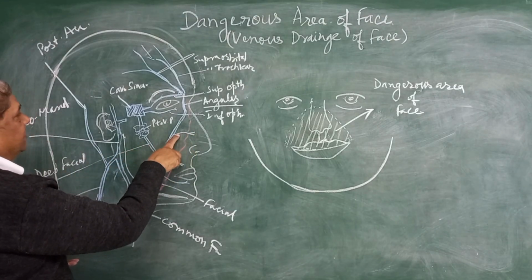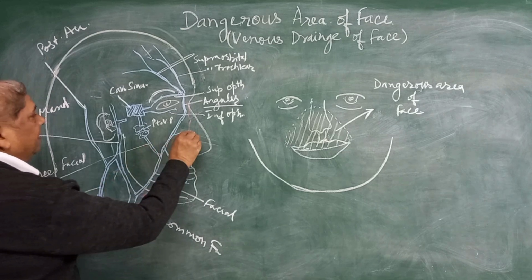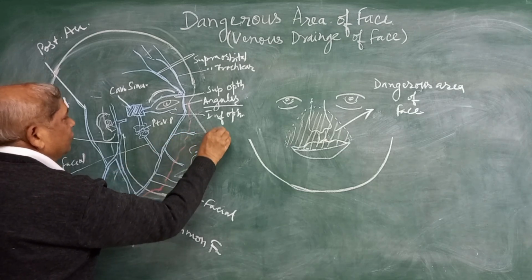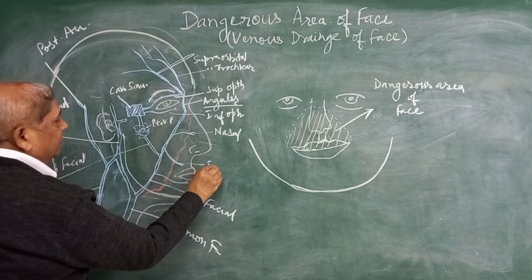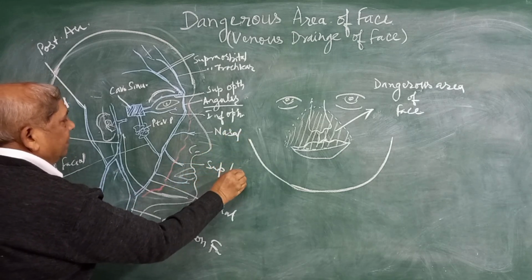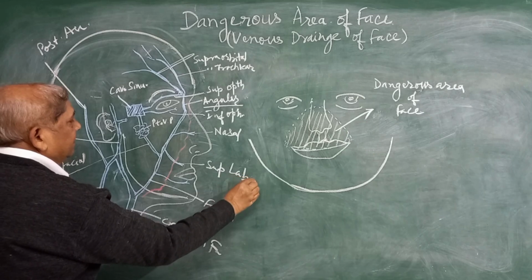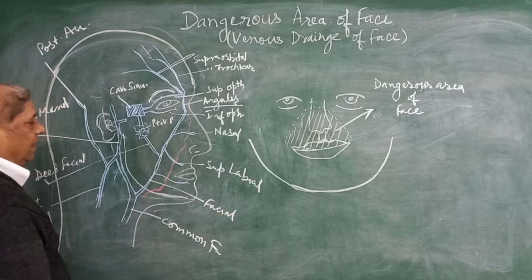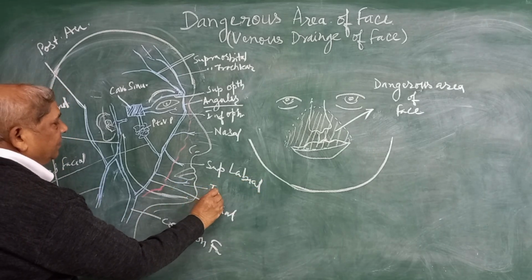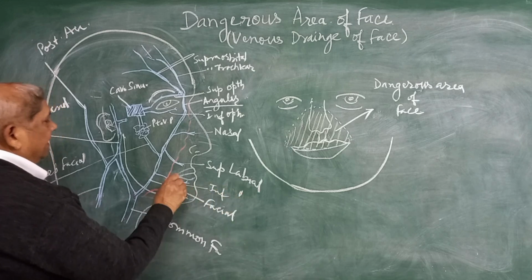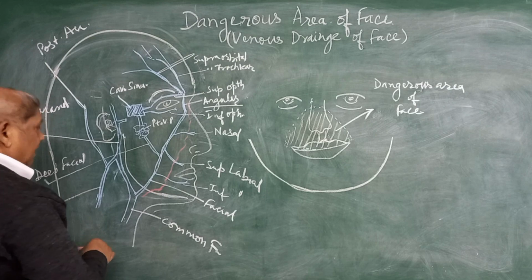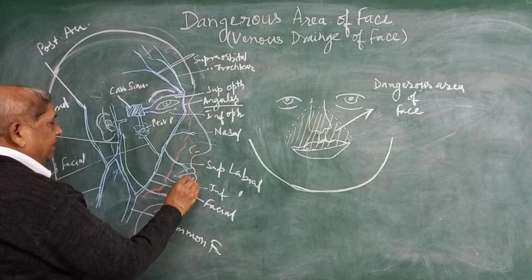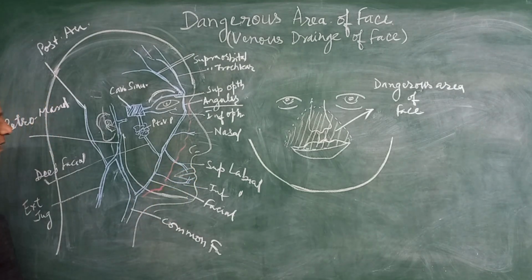Now this will be the nasal branch, or tributary, of the facial vein, called the nasal vein. Then this will be the superior labial vein, which drains the blood from the upper lip. This will be the inferior labial vein, which drains the blood from the lower lip.